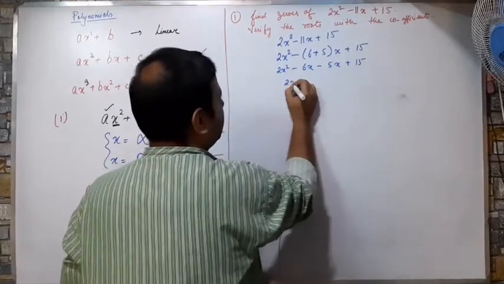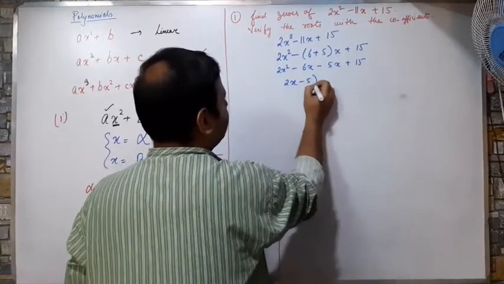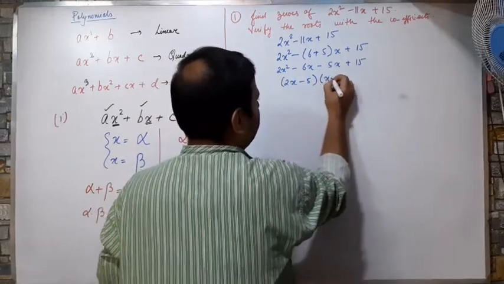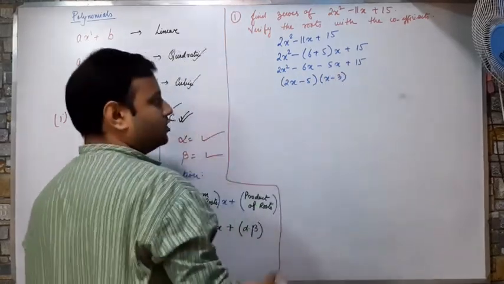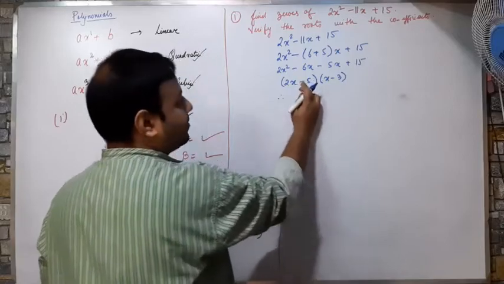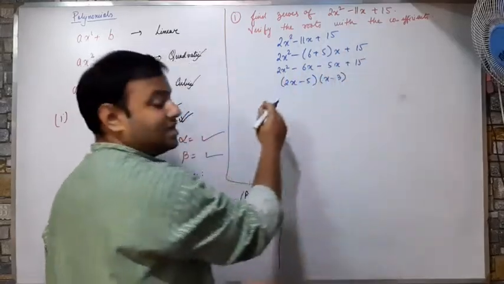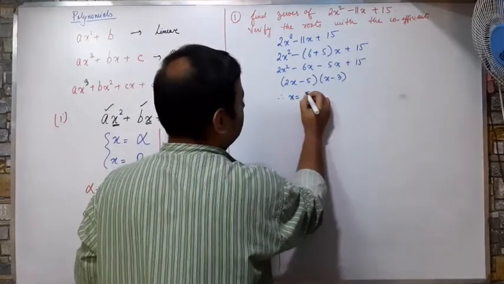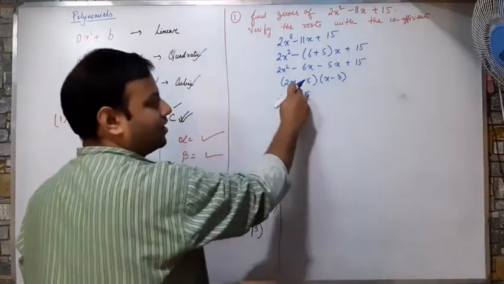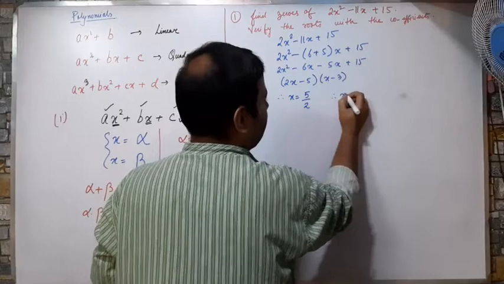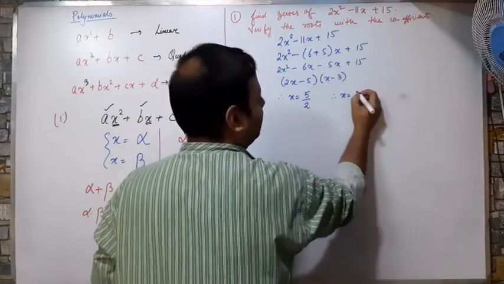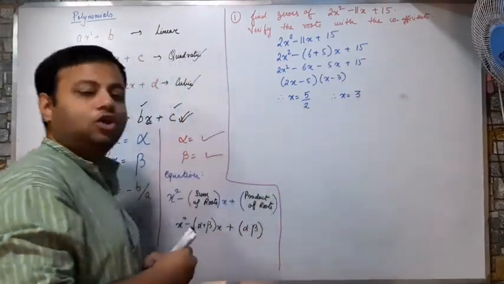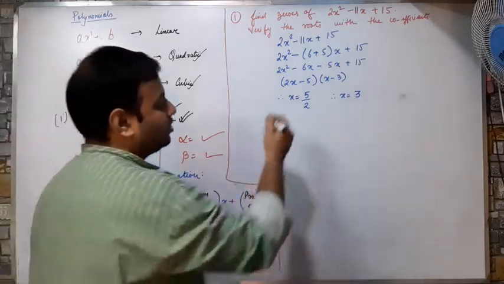So I am getting 2x minus 5 and x minus 3. Therefore, when I take minus 5 to the other hand side, the minus will change to plus. So I will get x is equals to plus 5 by 2 for this one. And here I will get x is equals to minus 3, take it to the other side, I will get plus 3. So I have got two values. The first one is x equals to 5 by 2.